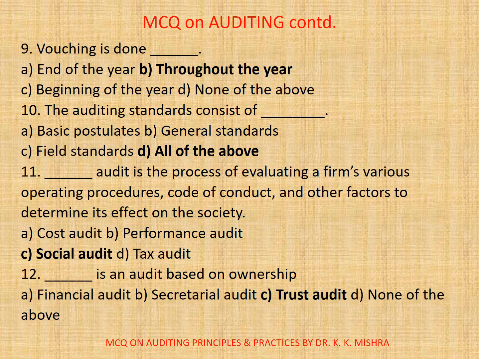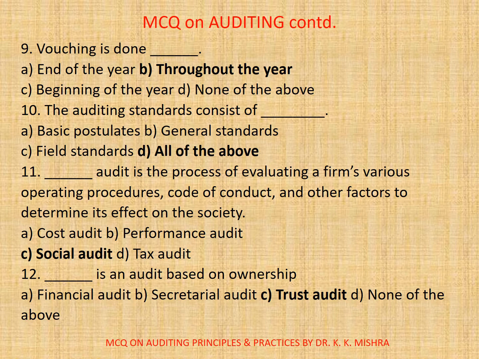Question number 11. Dash audit is the process of evaluating a firm's various operating procedures, code of conduct, and other factors to determine its effect on the society. A. Cost audit. B. Performance audit. C. Social audit. D. Tax audit. Correct option is C. Social audit.